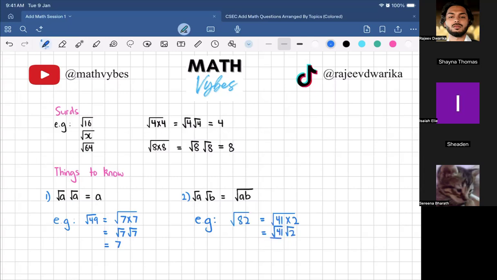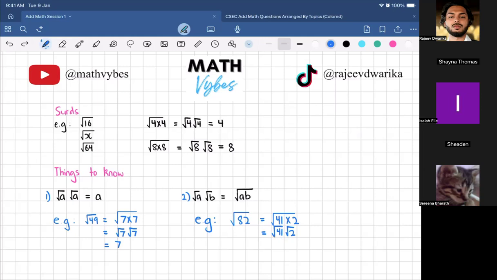Now, Shina, are any of these numbers perfect squares, 41 and 2? Which one is a perfect square? 41? No, sir. 41 is not a perfect square. Take your time. I think you're talking about 49. 49 would be a perfect square. So, Shina, we agree that none of these numbers are perfect squares, right? So we can't really do anything. We can't simplify that. Understand?